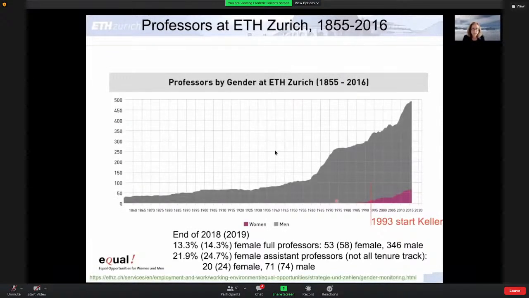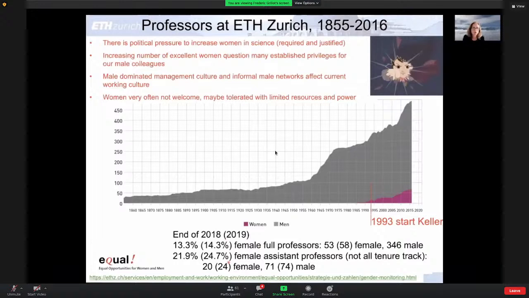When you look at ETH Zurich from 1855 to 2019, you can see that the number of professors has been dominated by male professors, which is shown here in gray. Only very recently did we have the first women professors. I started in 1993 here. And by the end of 2018-19, we had about 14% female full professors and about 25% female assistant professors, even though not all of them are tenure track.